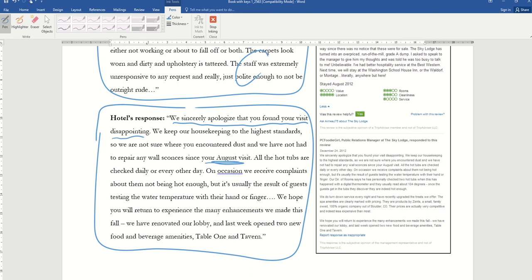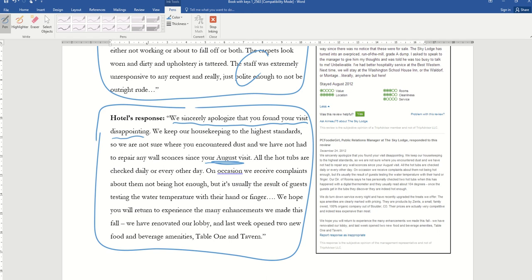We have renovated our lobby and last week opened two new food and beverage outlets, Table 1 and Tavern. So, when we talk about dealing with complaints and providing something complimentary or free, you can see there is no complimentary in this response. See, there is no complimentary.